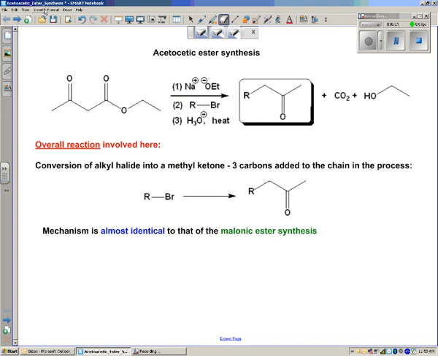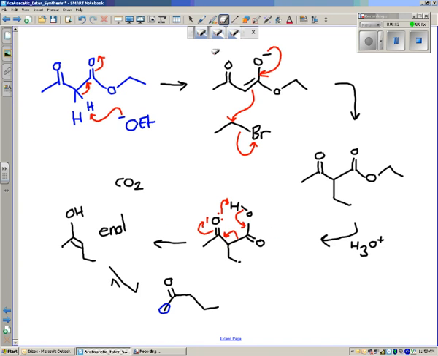Notice that you add 3 carbons to the chain in the process. Let's just check. We had 2 carbons in initially. Now we have 1, 2, 3, 4, 5. That is the acetoacetic ester synthesis. Notice that the two mechanisms are very similar. Alright, thank you.